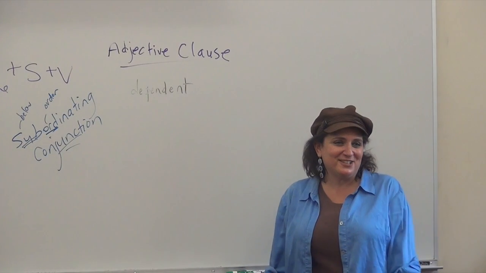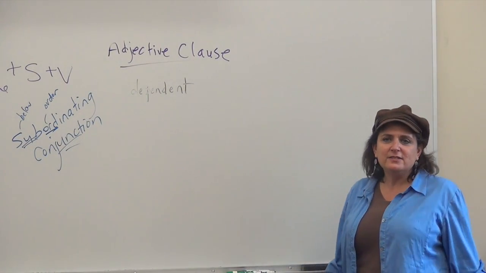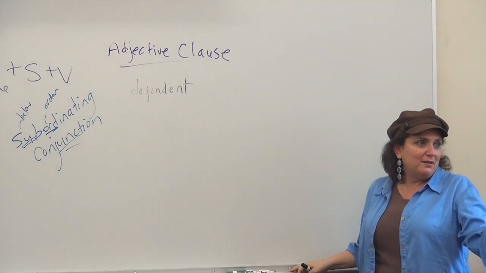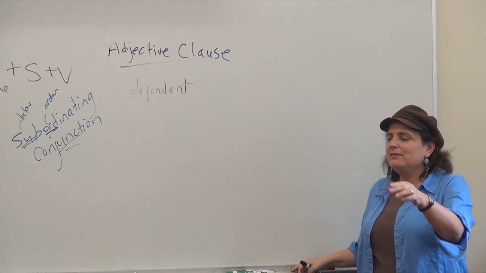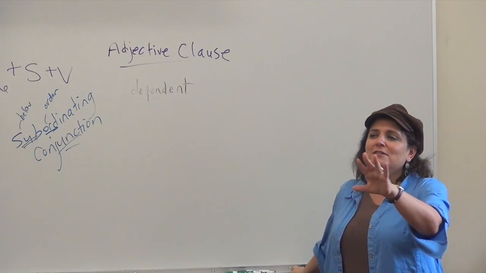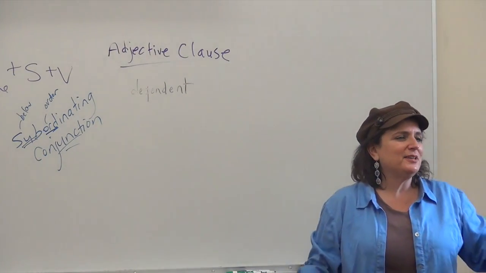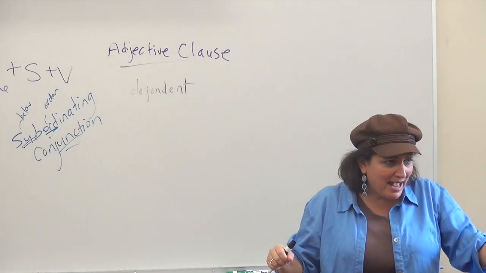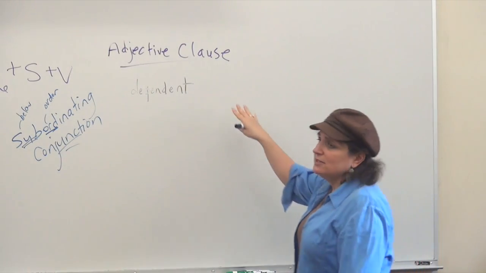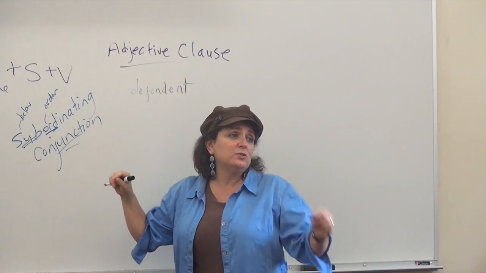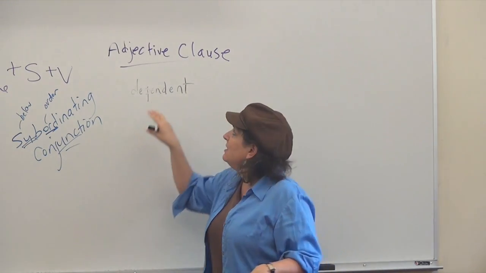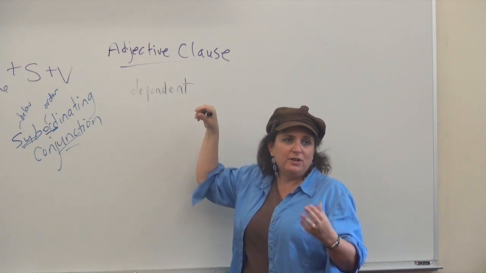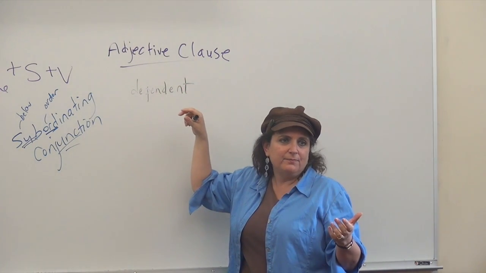I got a trick question. They're not dependent on the main clause, definitely not. What are they dependent on? The subject or the object, actually. They're dependent on a noun. Adjective clauses, which we will get to next week, not this week, function like adjectives. What do adjectives do? They give more information about nouns.